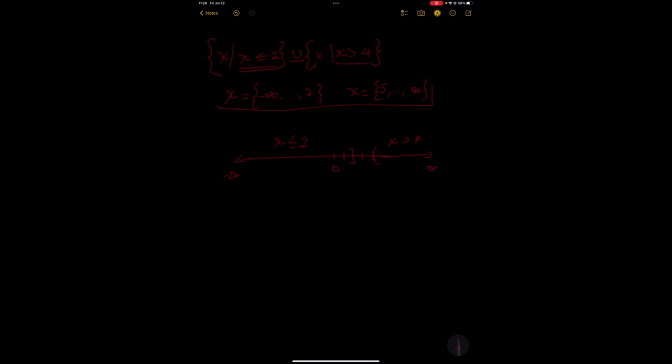So I hope you guys understand. I think that was pretty straightforward. Now we're going to look at another one. Instead of union, let's say we had intersection.